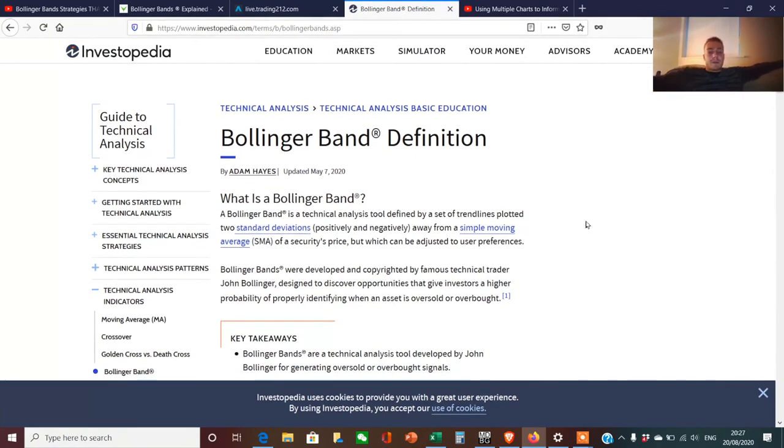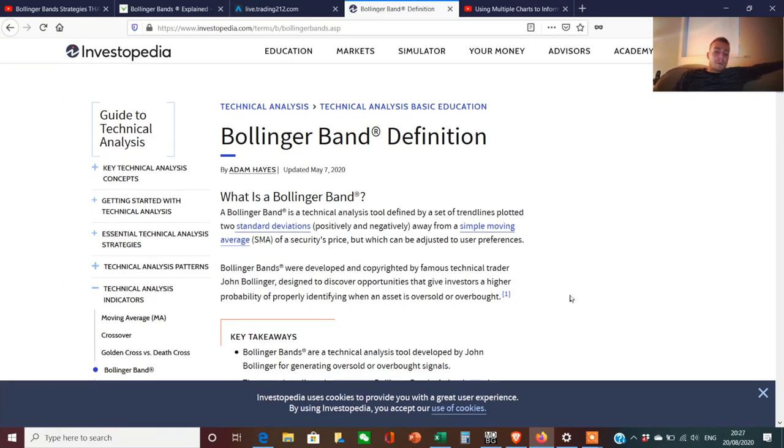So, a Bollinger Band is a technical analysis tool defined by a set of trend lines plotted two standard deviations. Now, it doesn't always have to be two standard deviations, but in this definition, it's saying that positively or negatively away from a simple moving average or a security's price, but which can be adjusted to user preferences. So, I'll go through that.